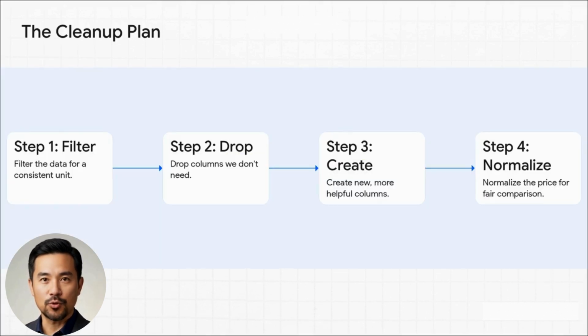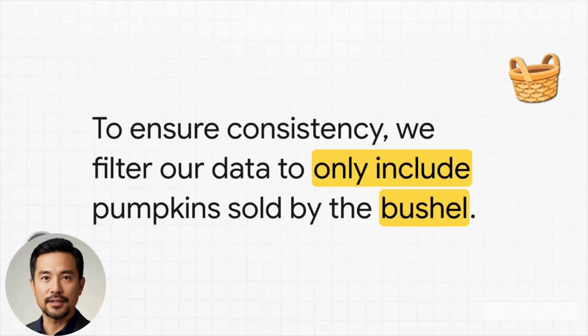So let's put that plan into action. Our cleanup is going to happen in 4 basic steps. We'll filter, we'll drop, we'll create, and finally, we'll normalize. Let's dive right into that first one. First up, filtering. To make any sense of the prices at all, we absolutely need a consistent unit. So we're getting rid of all the rows where pumpkins were sold per dozen or each, and we're only keeping the ones measured in bushels. This gives us a solid common ground to start from.